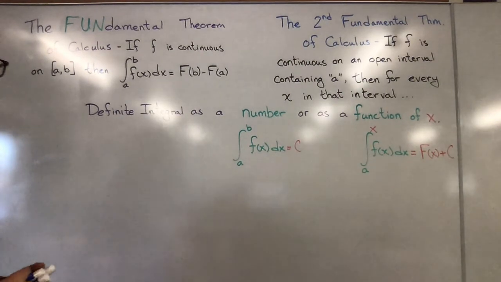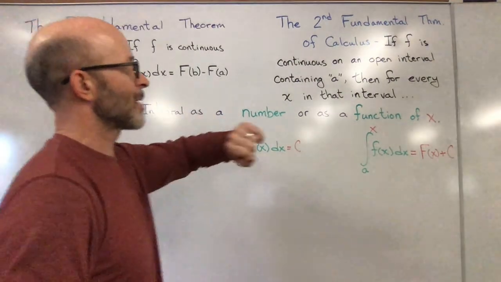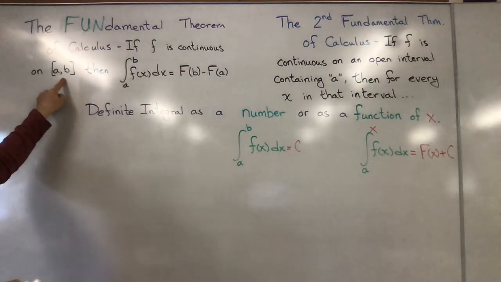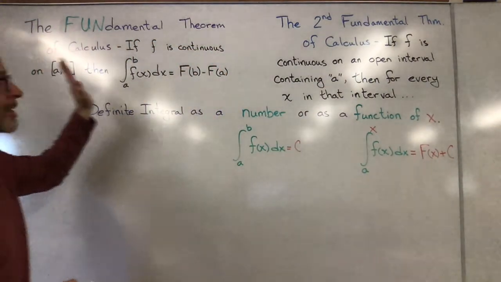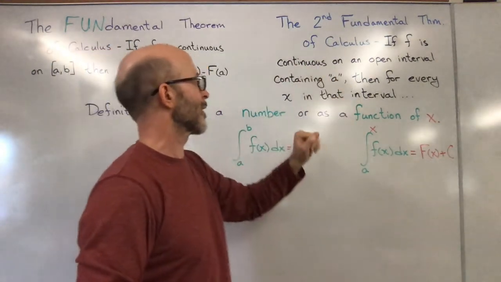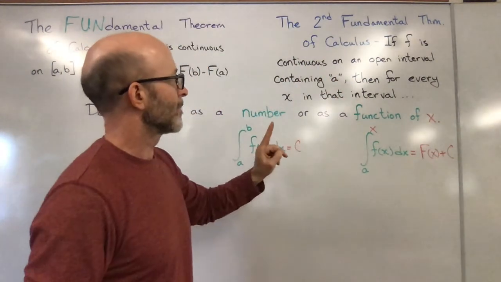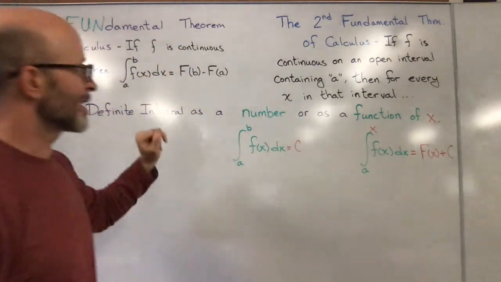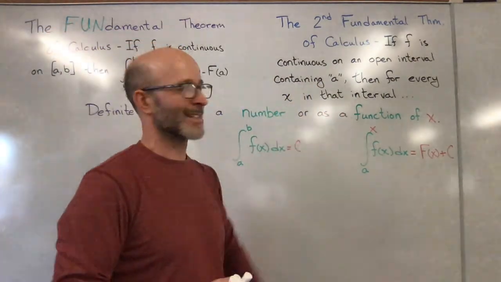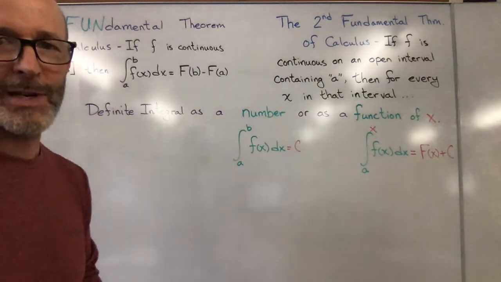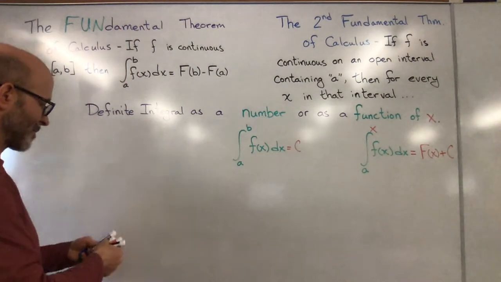So here's how the second fundamental theorem goes. It starts off almost the same. If f is continuous on an interval. Oh, but this was a closed interval from a to b. This is an open interval, some kind of open area that just contains the point a. Now, here's where it changes. For every x in that interval, and I'm going to stop here because I have another question for you that's going to finish this problem up.